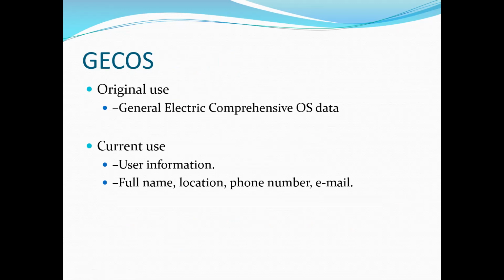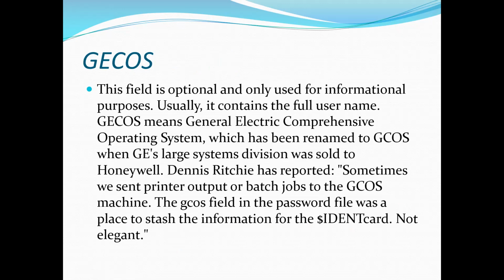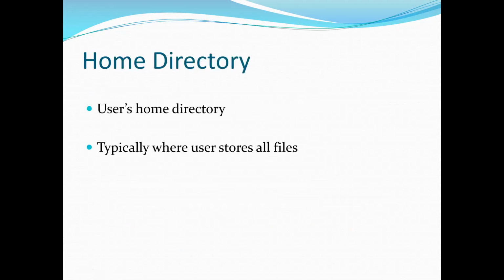GECOS, this is just General Electric Comprehensive OS data. These are old things that were created. Currently, this information is for user information, like location, phone number, email, etc. It's an optional field, so you don't have to worry about that.